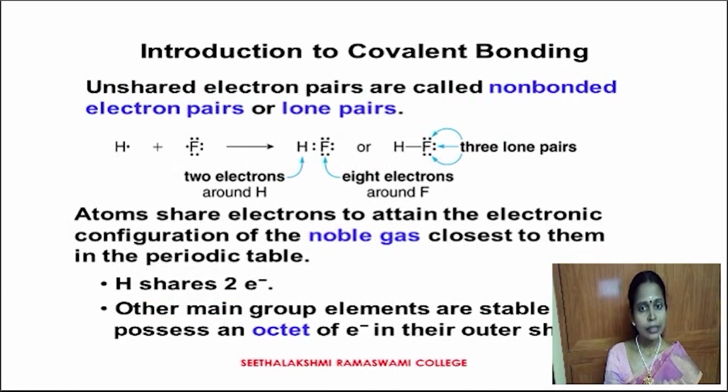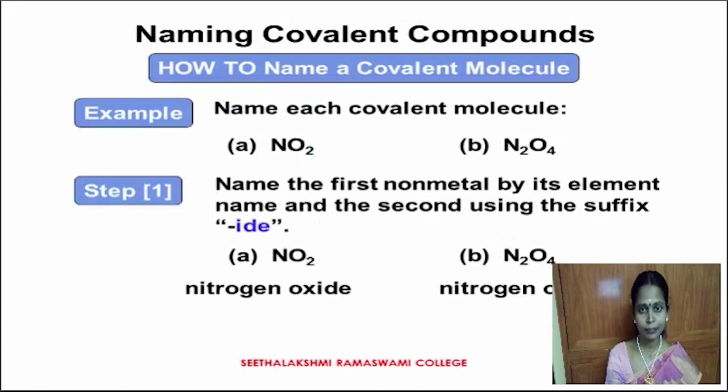So in general, if you look into the periodic table, hydrogen shares 2 electrons and it's going to be happy if it attains a duet. Whereas all the other main group elements are going to be stable when they possess an octet of electrons, that is 8 electrons in their outermost shell.